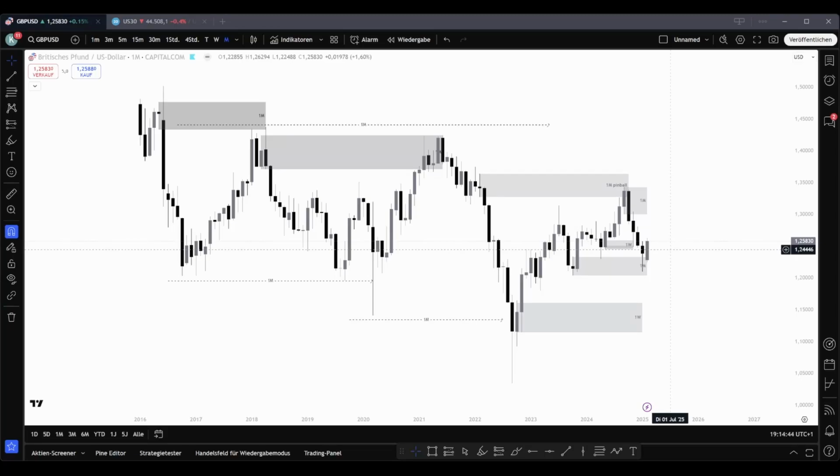Hello guys, today I'll be doing a market forecast on GBPUSD. So beginning my market forecast, I always like to start analyzing the direction of market and the movement of price from a higher time frame to a lower time frame.